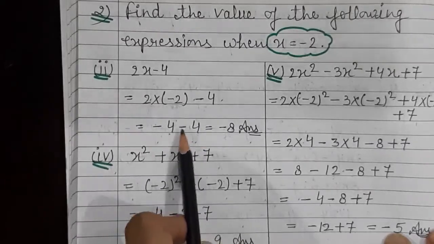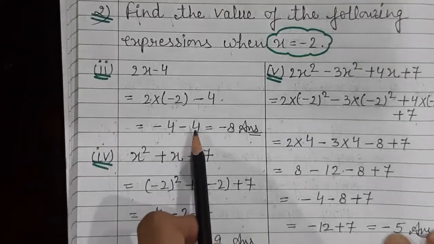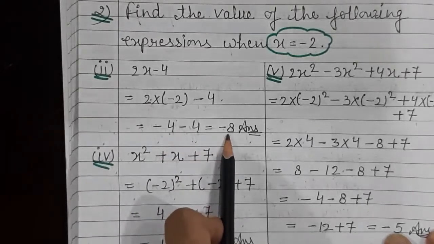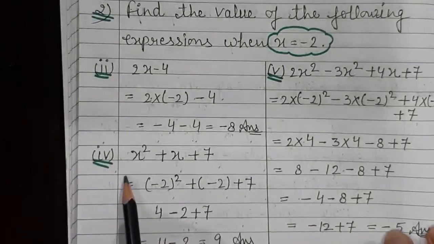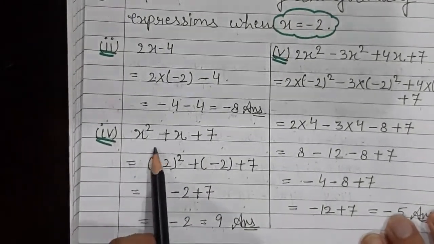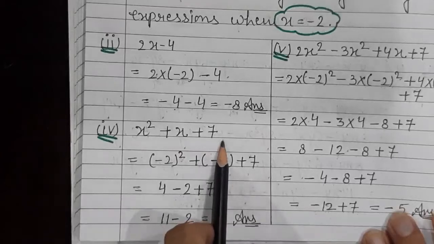Minus 4 will be minus, minus plus. When we add, 4 plus 4 will be 8. So minus 8 will come. Right? Now fourth part, x square plus x plus 7.